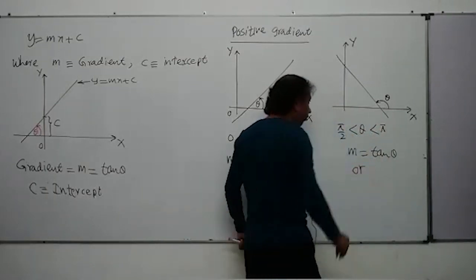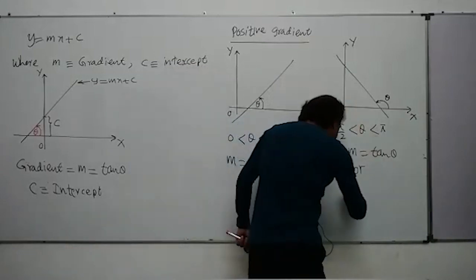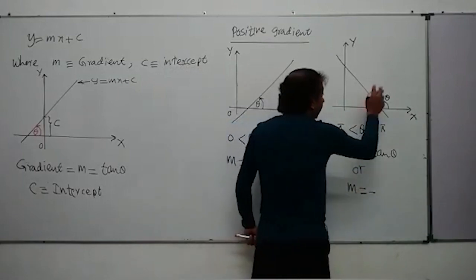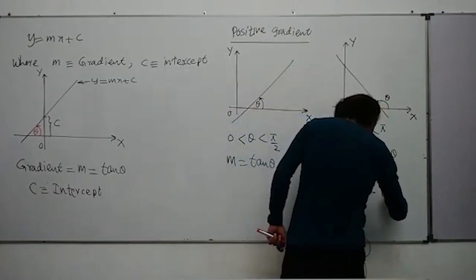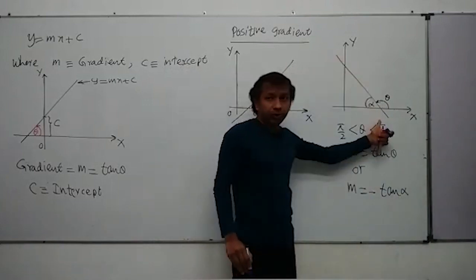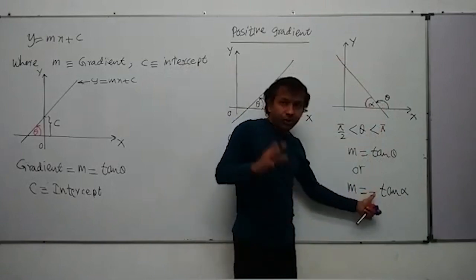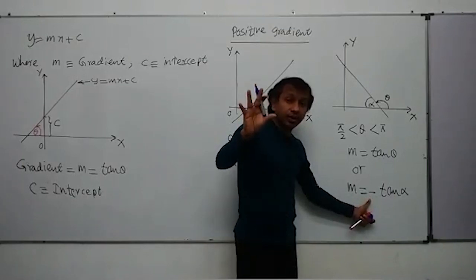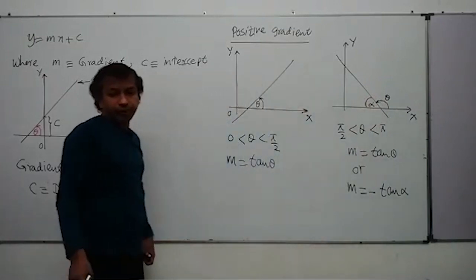What other way is there of measuring the gradient of this? When you put a minus sign, then the angle on the left we have to take. Or minus tan alpha. Since we know the gradient is negative, m equals minus tan of the left angle.